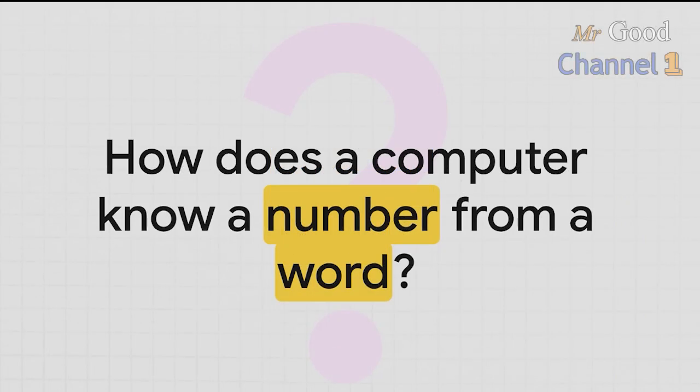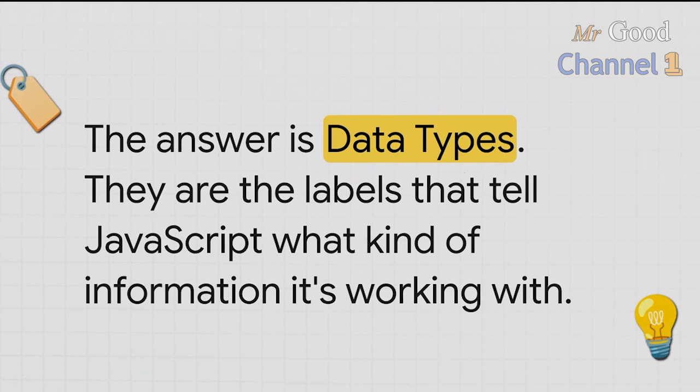So let's kick things off with a question that might seem simple, but it actually gets to the very heart of how programming languages work. How does a computer know the difference between, say, the number 5 and the word 5? How does it know one is for doing math and the other is just text? Well, the answer, the big secret here, is something called data types.